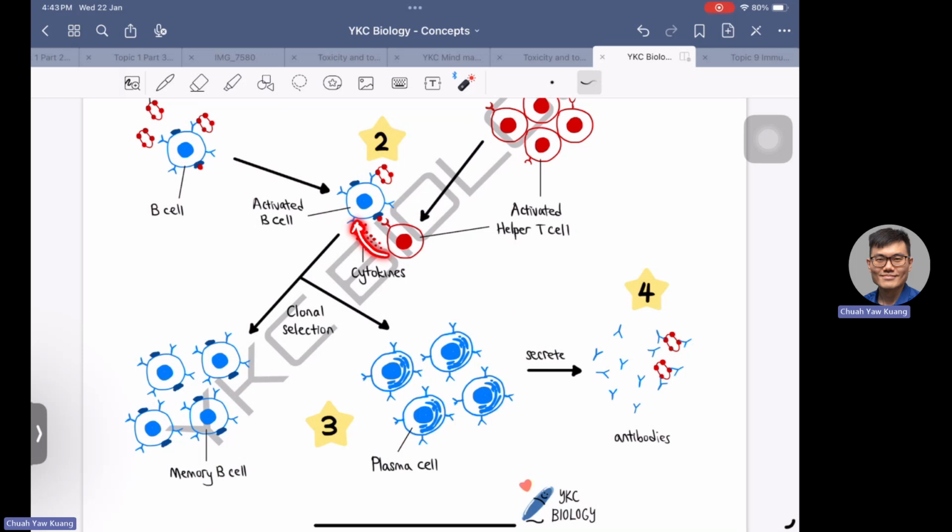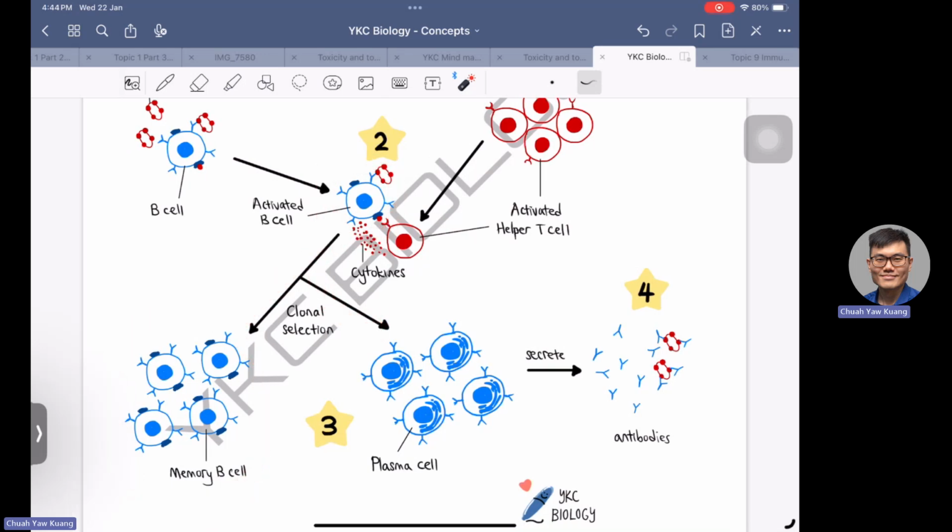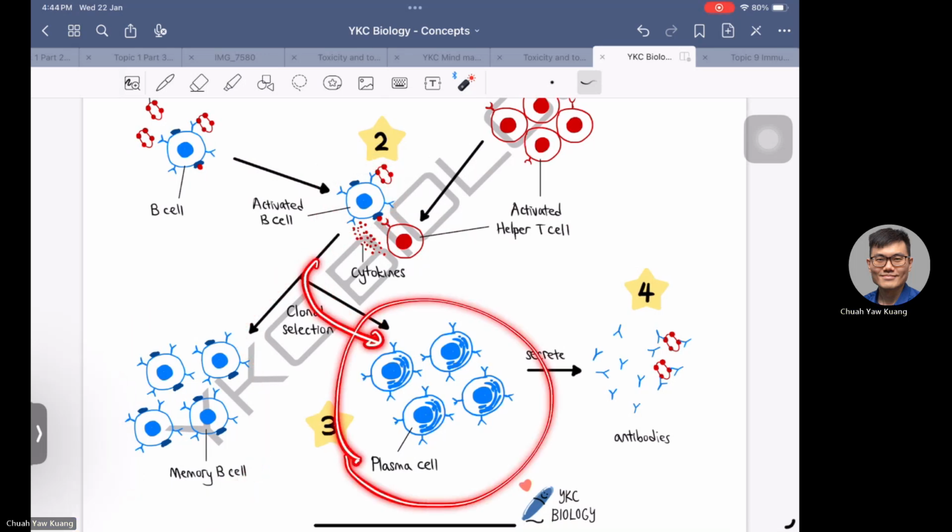This cytokine is going to fully activate the B cell, and this B cell will start to undergo clonal selection. Same thing again, the B cell will undergo mitosis to produce two types of cell. One type would be the memory B cell, which is important for immunological memory, while another type would be the effector cell, which is the plasma cell.